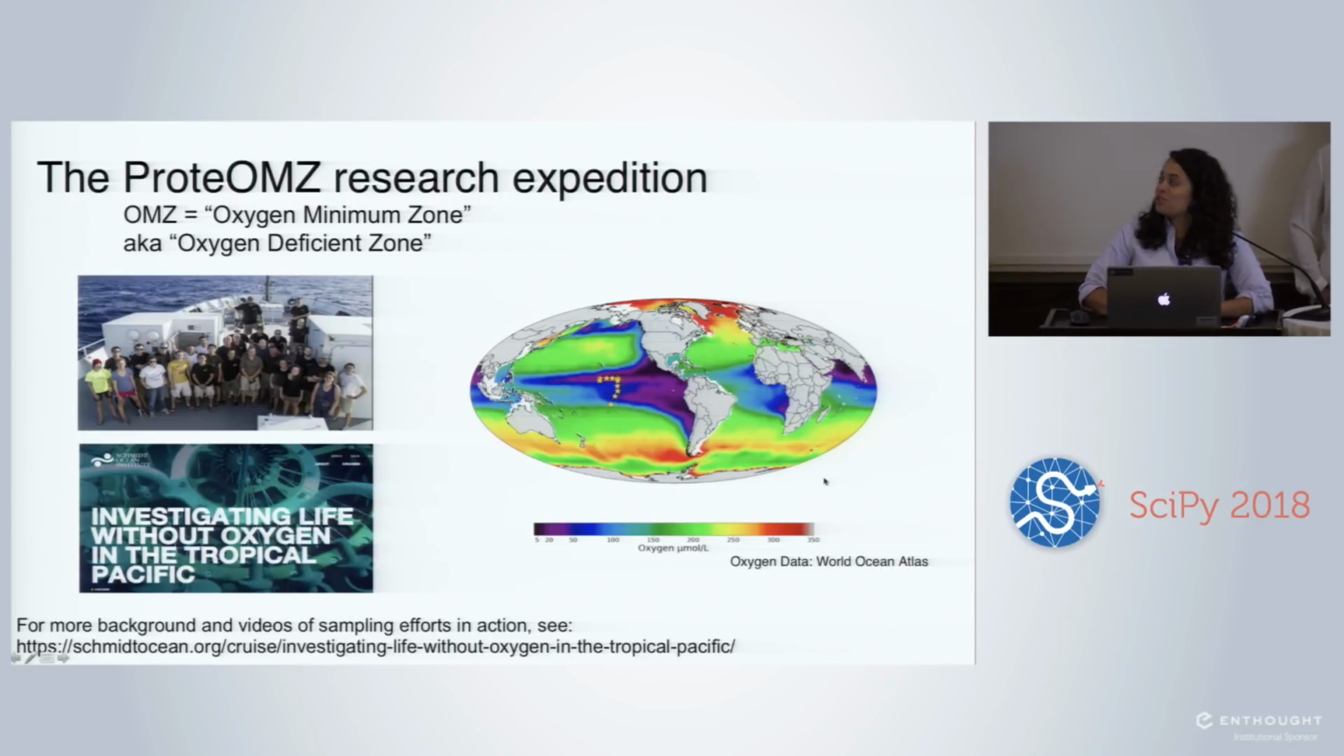This map is showing you the distribution of oxygen in the ocean at 300 meters depth, and warm colors mean more oxygen and cool colors mean less oxygen. Overlaid in these little yellow stars are the expedition stations, so the places that we sampled in the ocean. You can see that we sampled a gradient of oxygen concentrations in the ocean. The goal was to understand the biology and chemistry of these unique regions.